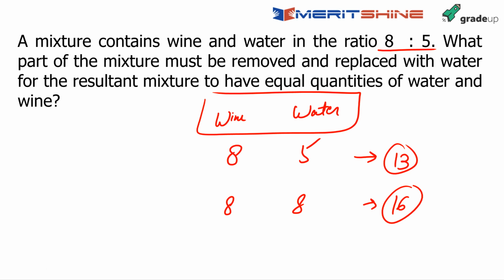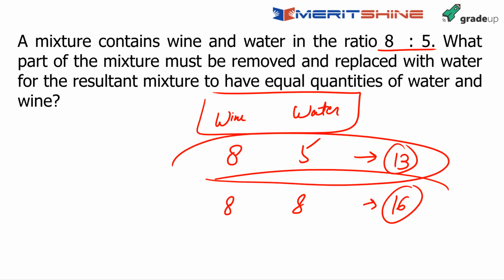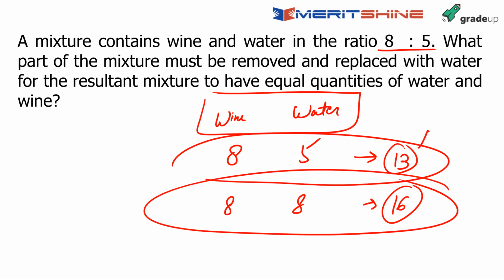The important thing that you need to realize here is the moment you see this question, it should straight away strike you what the answer would be. Just explaining it once more. Look at this part. Earlier it was 13 units. It became 16 units by adding 3 units of water here.